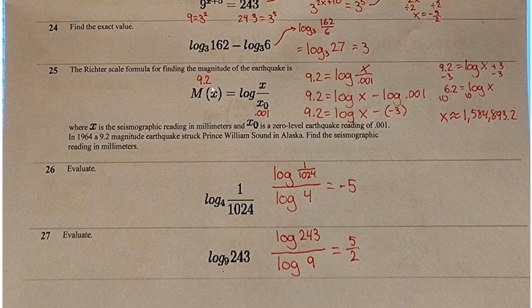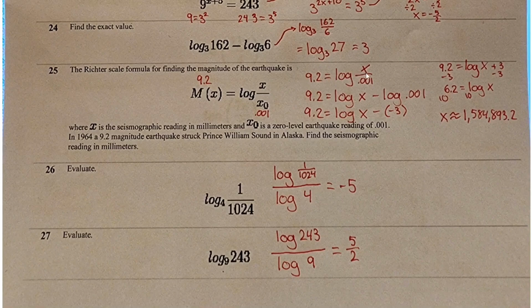Number 25 was, again, another less common problem for us, but that's fine. The Richter scale tells us that this x sub 0 thing, it just tells us plug in 0.001. Just do it. Just plug it in. So that's what I did. And it says we are looking for a magnitude 9.2. Well, M stands for magnitude, so I plug in 9.2, not in place of x, but in place of the entire left-hand side, in place of M.